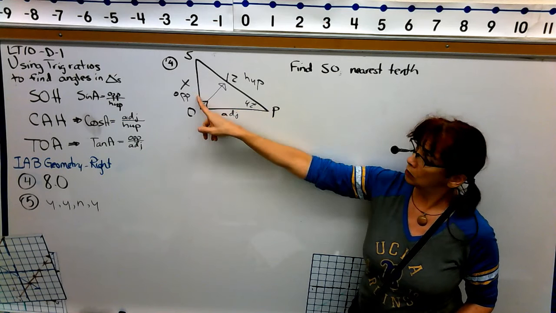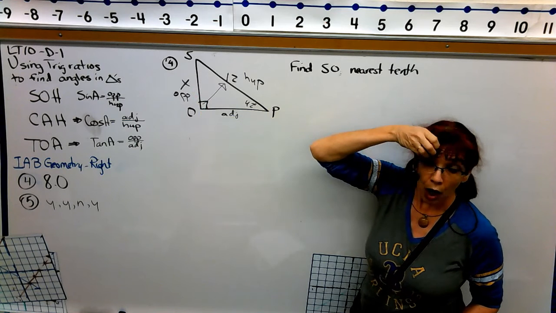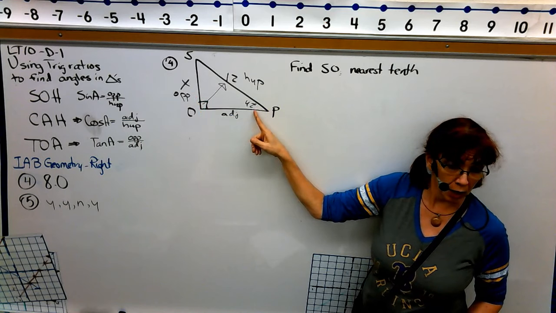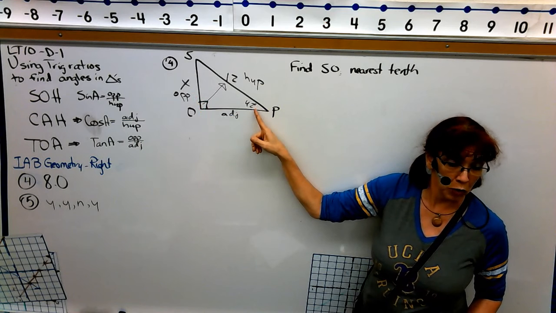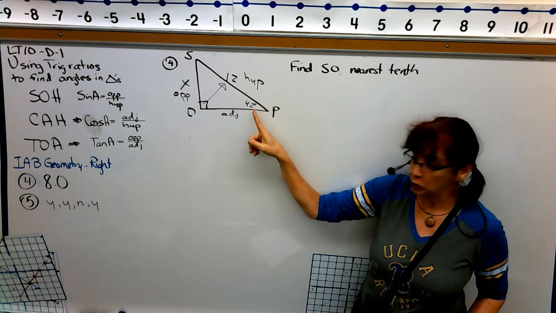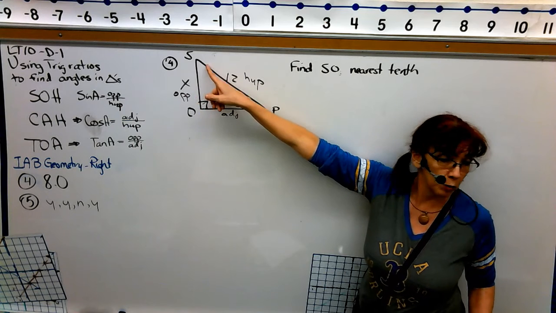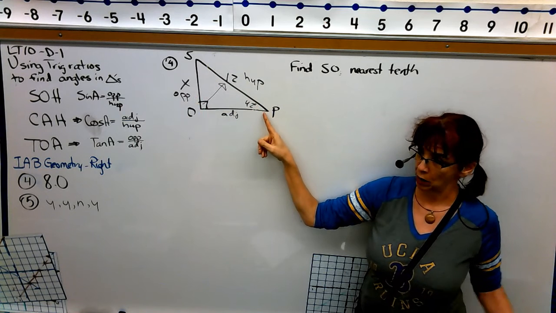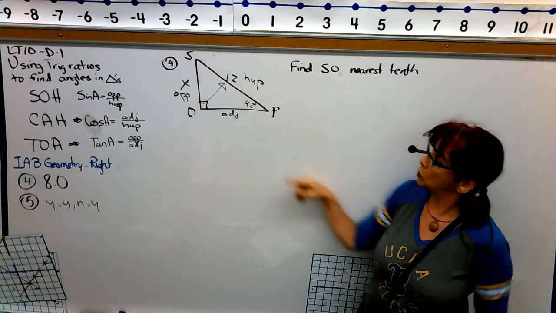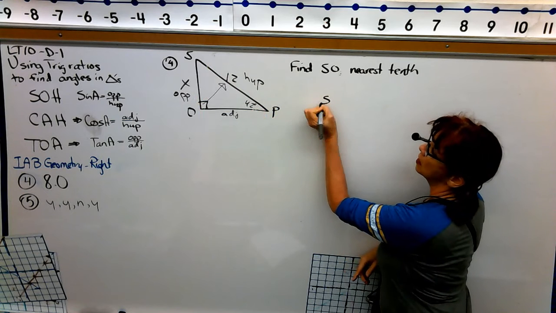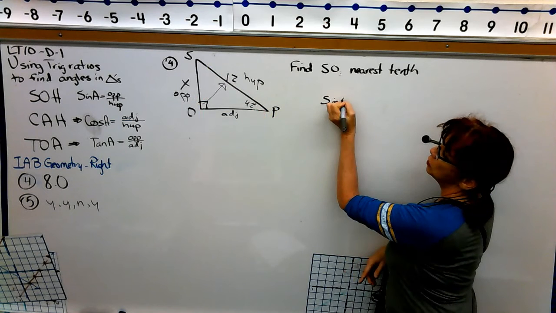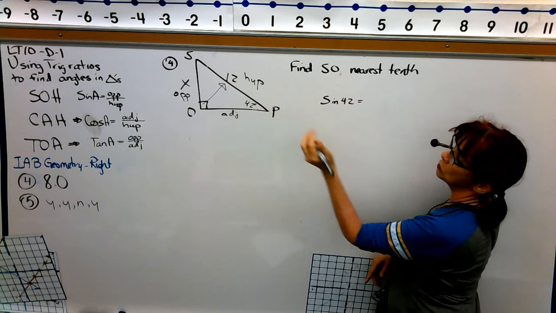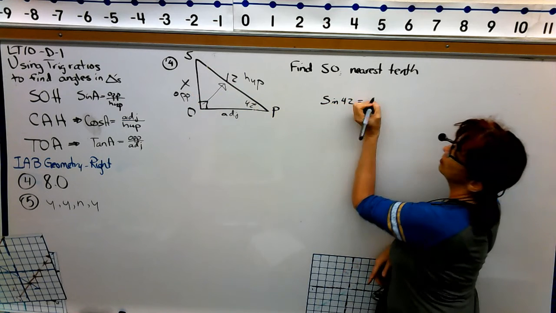Because they gave us a degree, that's how we know we're starting from P. We could subtract from 90 and find this one, but they already gave us this. Why would we go to extra work? So I'm going to say that the sine of 42 degrees is equal to x over 12, right? Because it's opposite over hypotenuse.